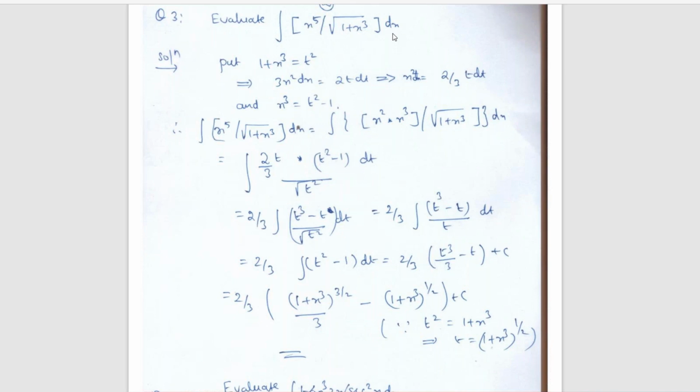I have taken 1 plus x cube as t square. Why? Because we have x to the power 5, an algebraic function, in the numerator. So if I rewrite x to the power 5 as x square into x cube, and if I differentiate 1 plus x cube with respect to x, I'll be getting the 3x square term. So I can replace it easily here. X square dx, I can replace in terms of t. That's why I have taken 1 plus x cube as t square.